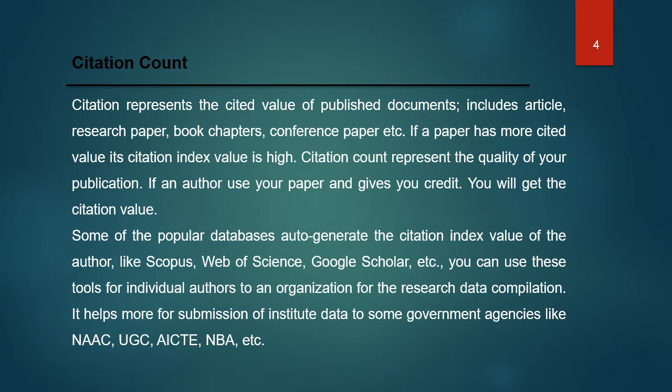There are several databases that auto generate the citation index value, like Scopus, Web of Science and Google Scholar. And what are the benefits of this citation? Some government agencies and the institution where you are working ask you to share your citation index. So try to manage your citation value. Normally, these databases like Scopus, Web of Science and Google Scholar always show your citation value on their own platform. So you will also get your profile from there.